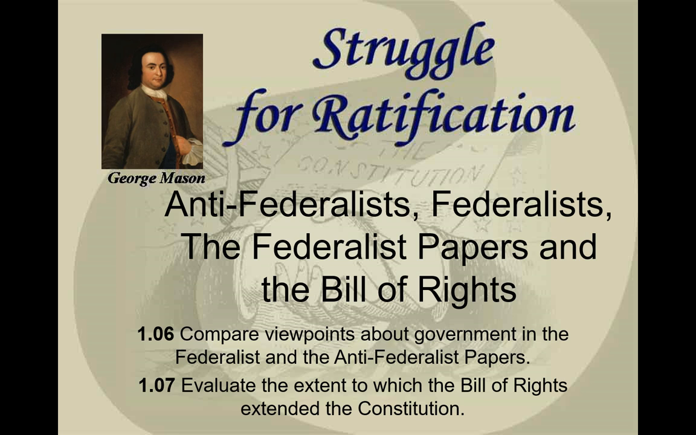The key words you really want to pay attention to as we move forward are the Anti-Federalists, the Federalists. These are going to be what people refer to as our first two political parties. The Federalist Papers, which are going to be a group of papers that the Federalists write in order to support the Constitution, and the Bill of Rights, which actually ends up being a compromise to appease the Anti-Federalists. So look out for those four words as we move through this PowerPoint.